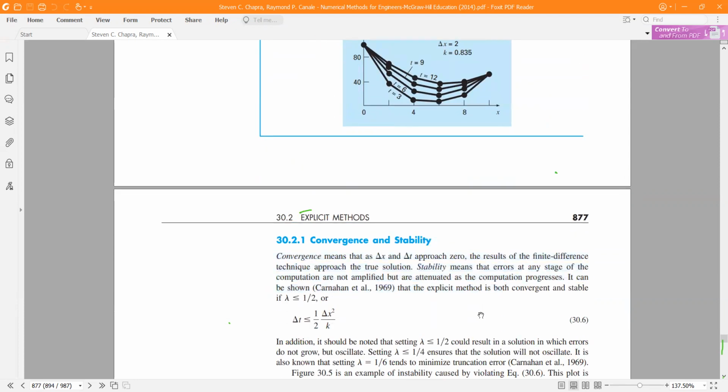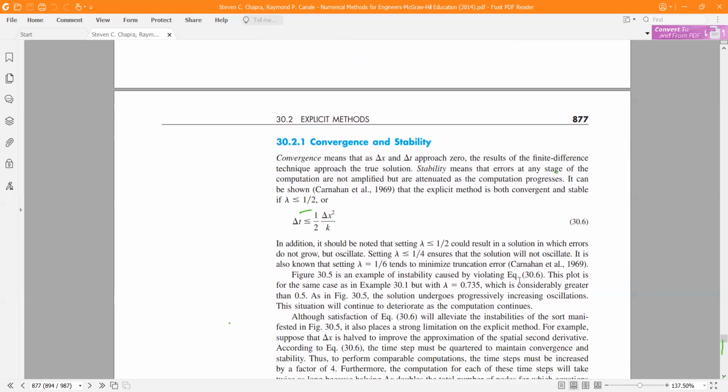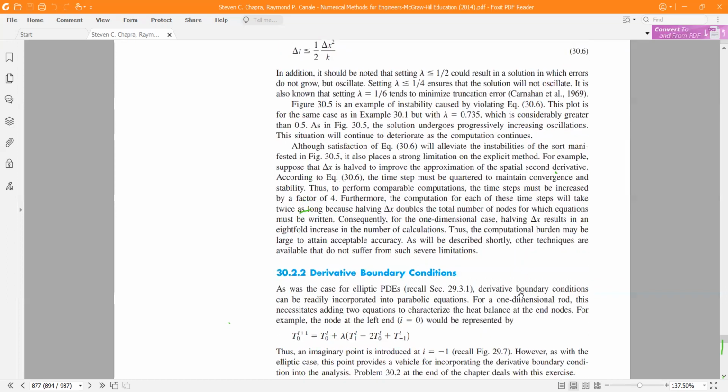Convergence and stability. As I talked about earlier, if we want a stable solution for this algorithm, this is the inequality to be satisfied. So usually your lambda should be kept less than or equal to half. If we satisfy this condition, you see that your solution will be stable.